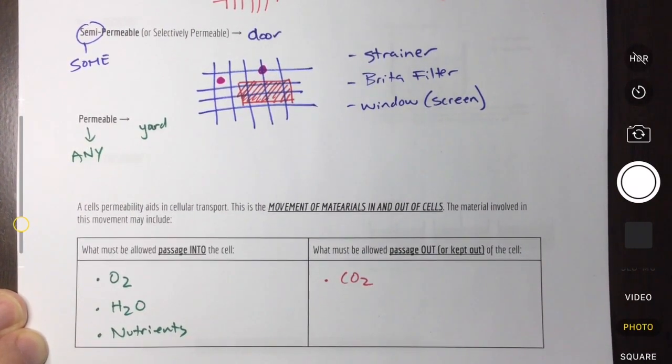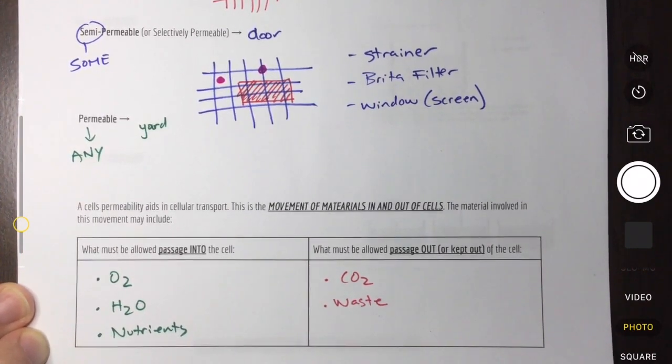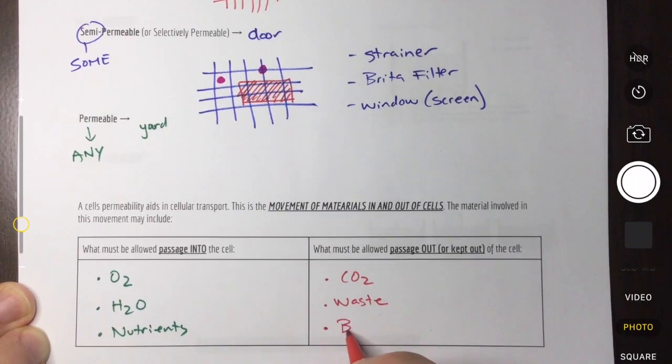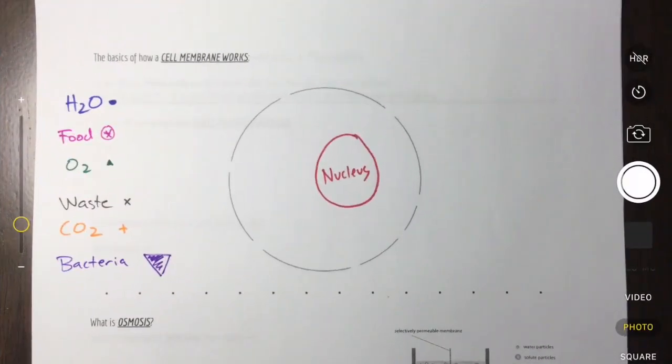CO2. Obviously, once the oxygen is used up inside of our cells, we need to get rid of that waste. Second thing is physical waste. So once the water and the nutrients have been used, we do need to make sure that the cell can get rid of those things as well. And the last thing, this is more of something it wants to keep out, might be something like bacteria. Obviously, if bacteria gets into the cells, that can create a problem for the cell. And that's what we're going to focus on the next little part on the back of our page.